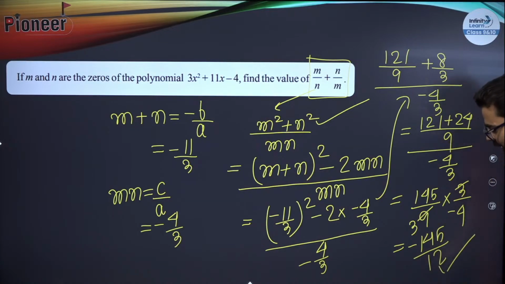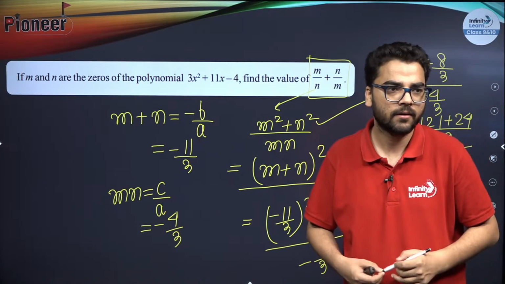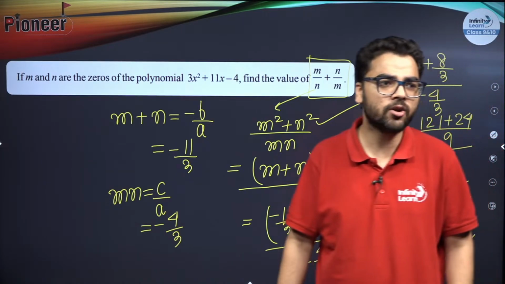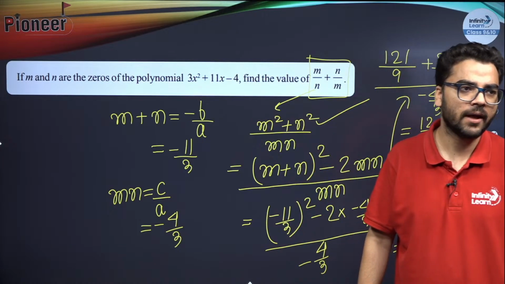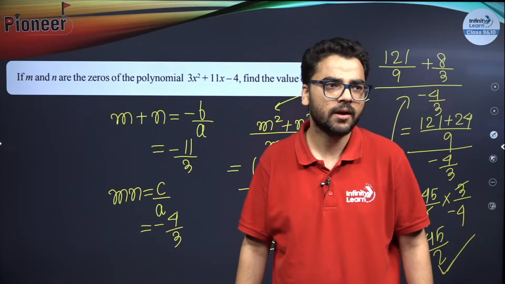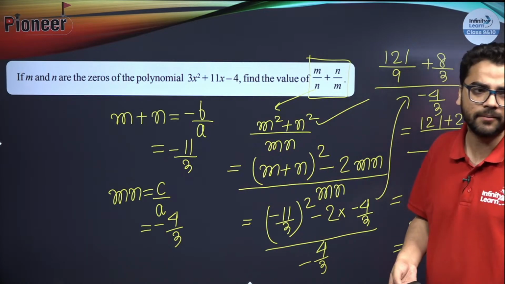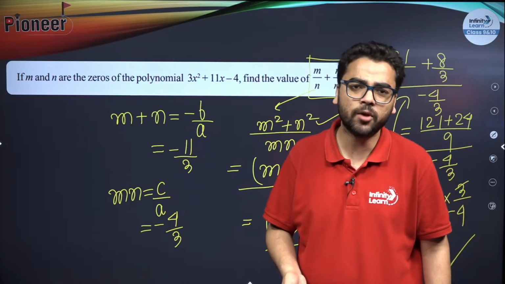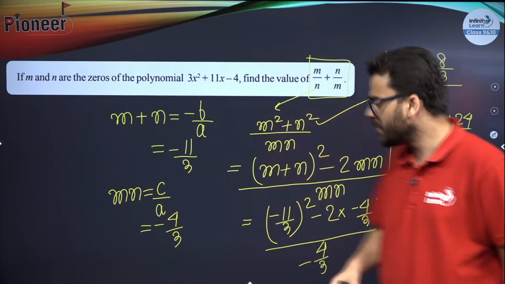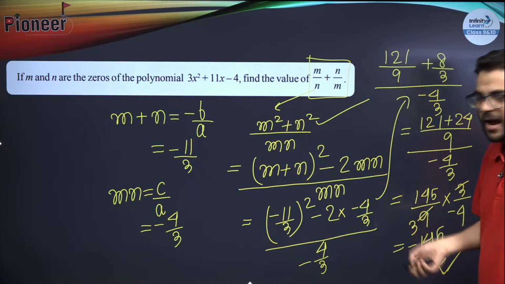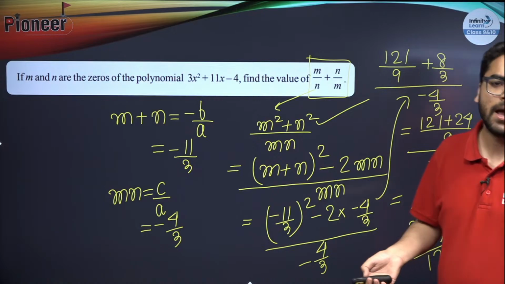I hope that is clear to every student over here. Any doubt in the question, guys? I hope that is clear to every student. Exactly, that we are getting that only. I hope we are getting minus 145 upon 12 only, happy sign, right? Please check the calculation. Maybe I've done it correctly only, right? I don't remember the answer although. I hope that is clear.